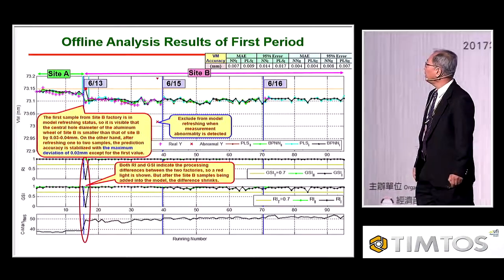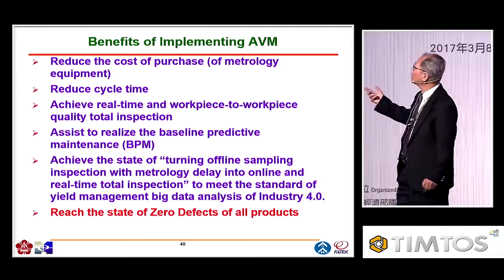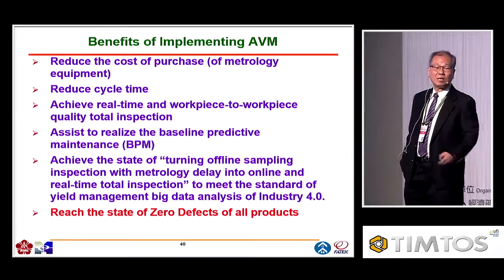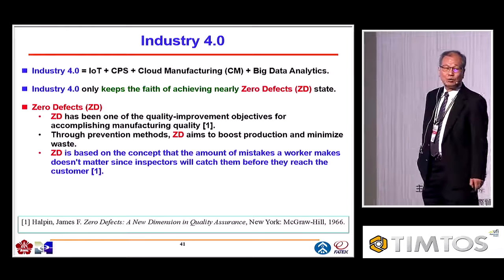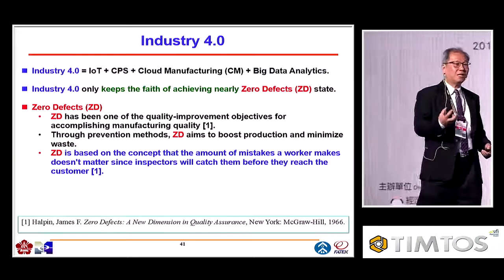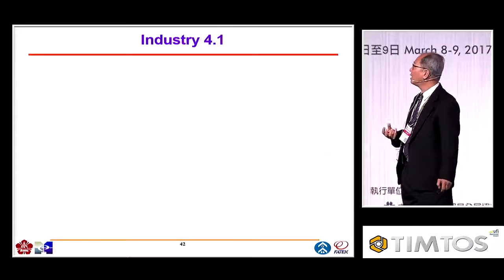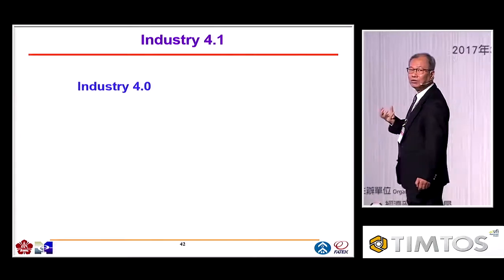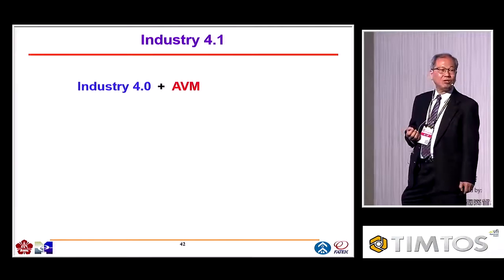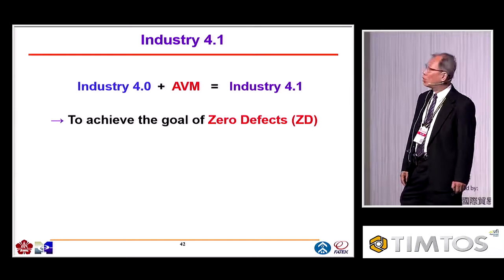So then, benefits of AVM, as you know, we can reduce the purchase of metrology equipment, reduce cycle time, etc. And this is what I told you, the Industry 4.0, because Industry 4.0 just emphasizes productivity. They didn't mention how to enhance the quality. But how can I do it? I know how to do total inspection, but Industry 4.0 didn't define that. So I just add AVM into Industry 4.0, becomes Industry 4.1. So we can achieve the goal of zero defects.